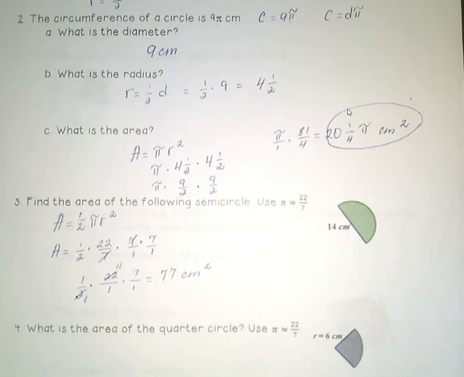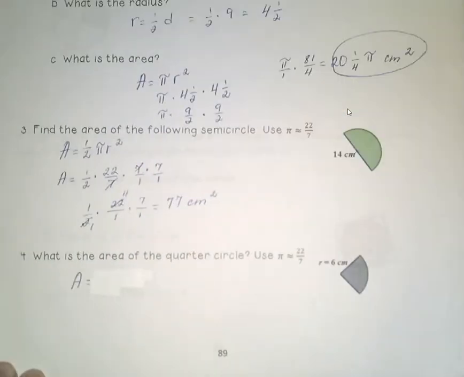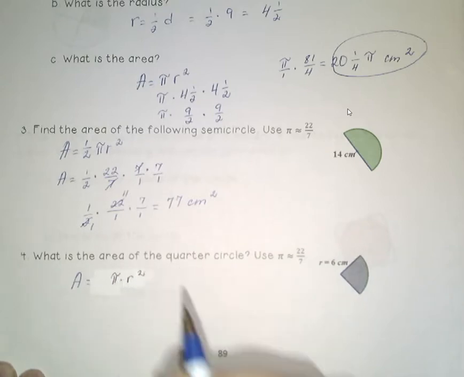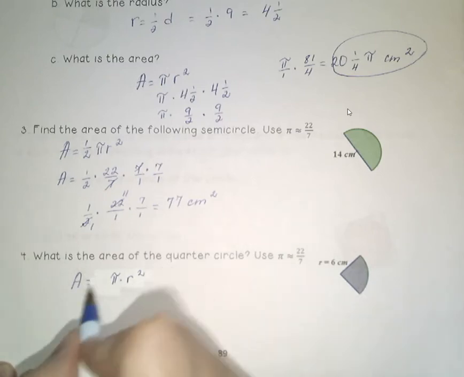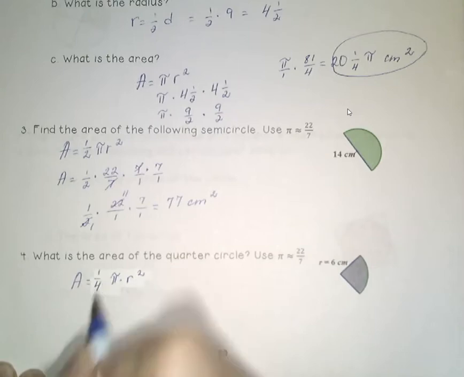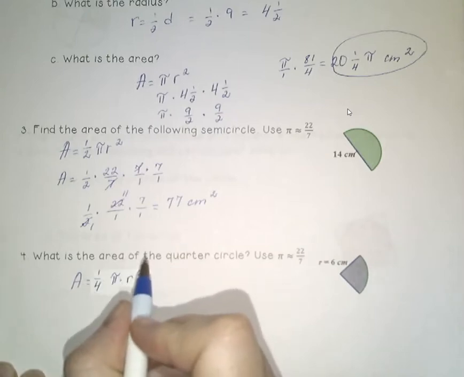Okay, area of the quarter circle, our next one. And here we have the radius. All right, so for the area, I'm going to use the same formula, pi times radius squared. But now since I'm working with a quarter circle, I'm going to multiply the same formula by 1/4 because all I need is a quarter of what I get for the whole circle.